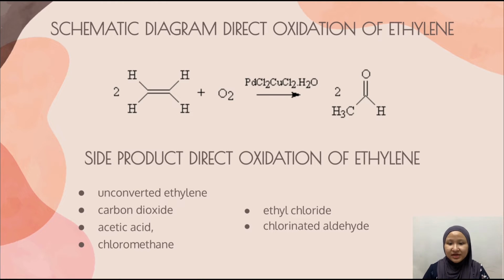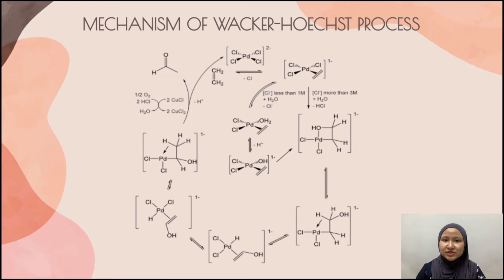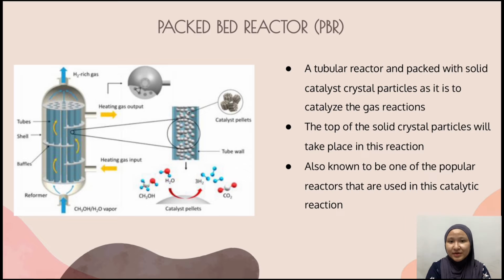This is the schematic diagram of the direct oxidation of ethylene, and below are the several side products that form from the direct oxidation of ethylene reaction. This is the mechanism of the Wacker-Hoechst process. The packed bed reactor, PBR, is also a suitable reactor for this reaction.